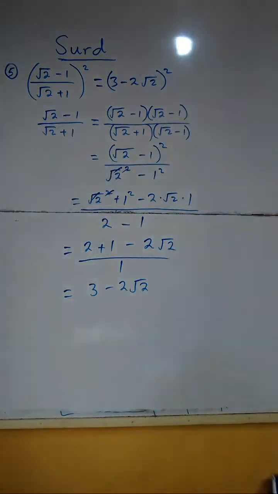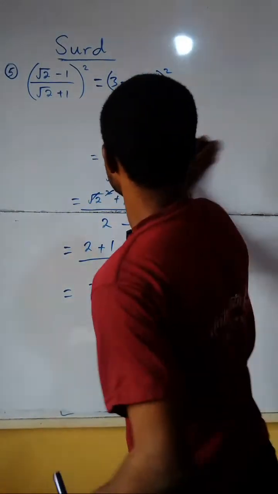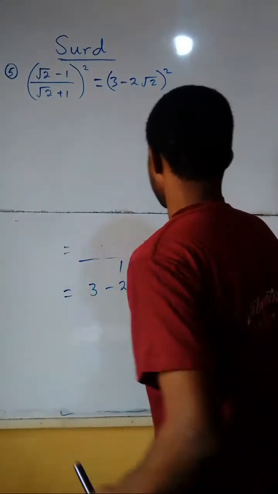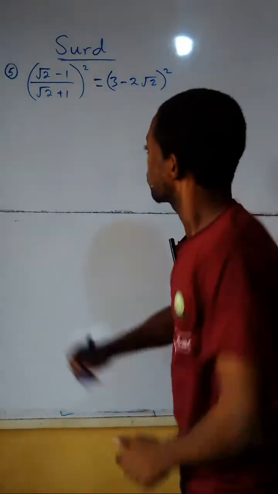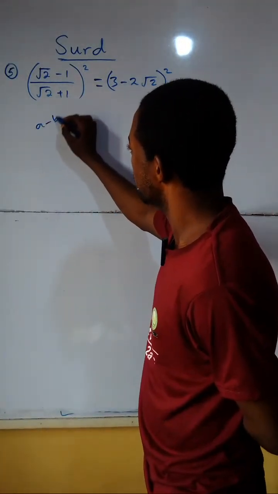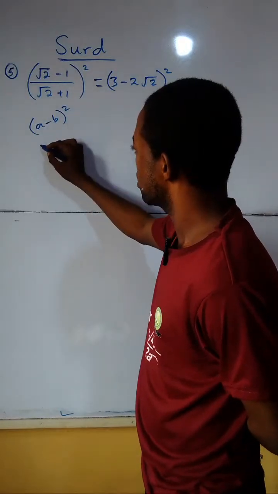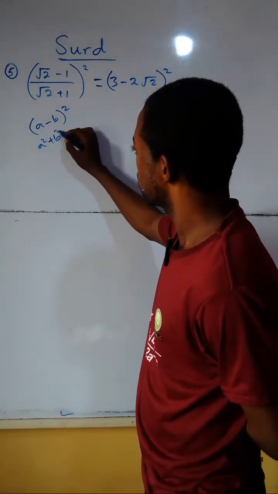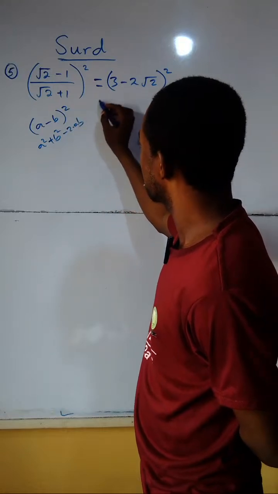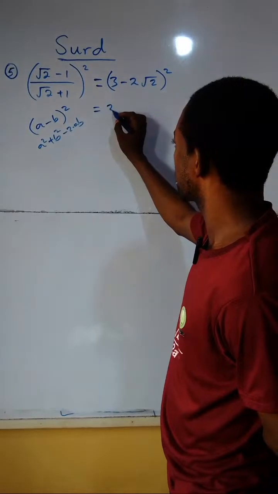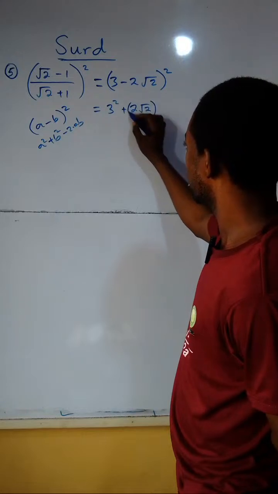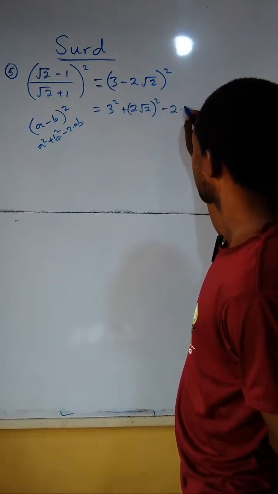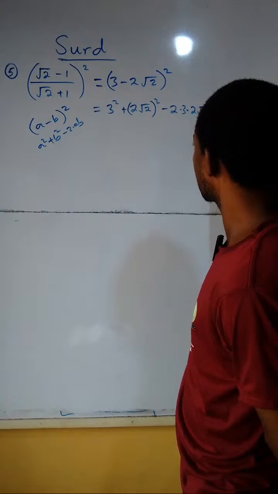Now, when we solve this, the square can also be expanded directly from the identity of the square of a difference. That is when we have a minus b squared, this is a squared plus b squared minus 2ab, okay? So here we can say this is simply 3 squared plus 2 root 2 all squared, then minus 2 times 3 times 2 root 2.